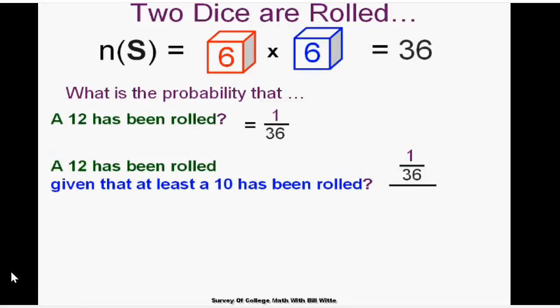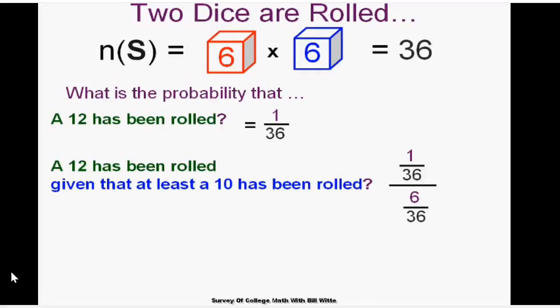2 ways to get an 11, 5 and 6 and 6 and 5. That makes 3. And then 3 more ways to get a 10, 5 and 5, 6 and 4, or 4 and 6. So there's a total of 6 ways. So our probability of getting at least a 10 is 6 out of 36.